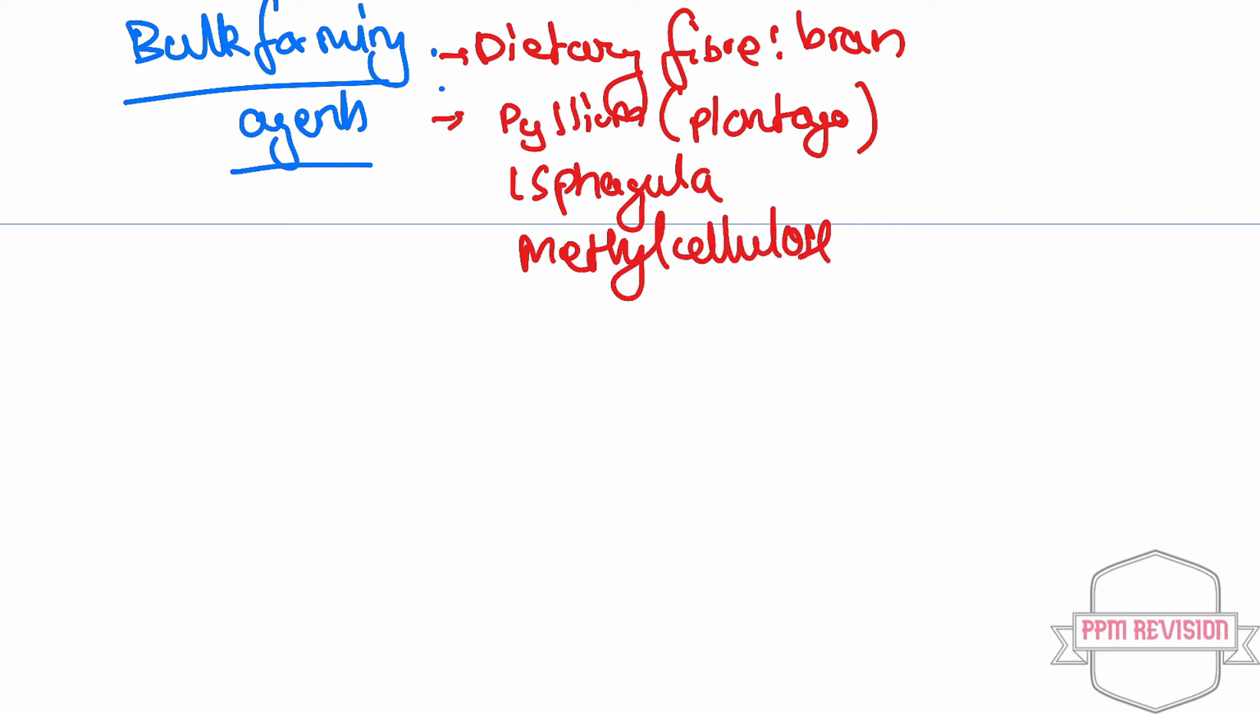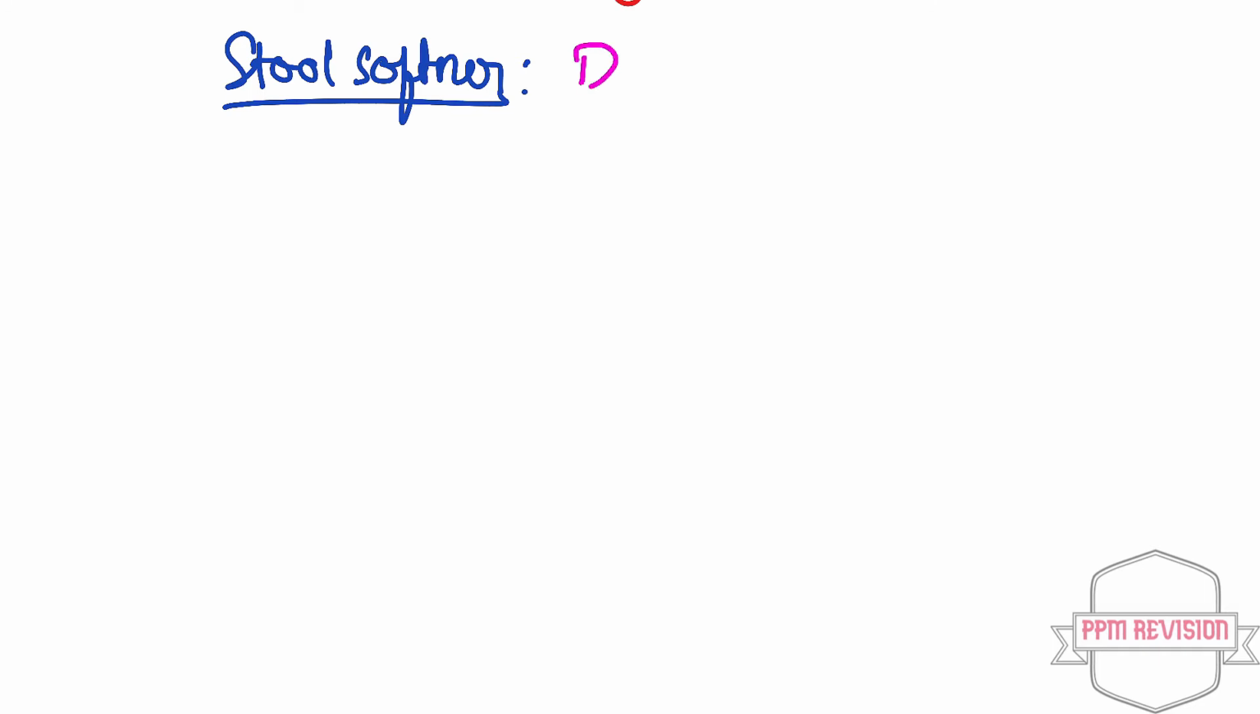Next, moving on to the next category, there is stool softener. Under this stool softener, we have docusate, shortly known as DOSS. Then we have liquid paraffin.